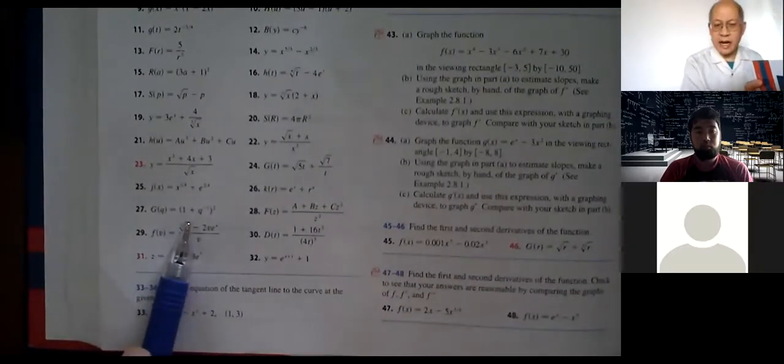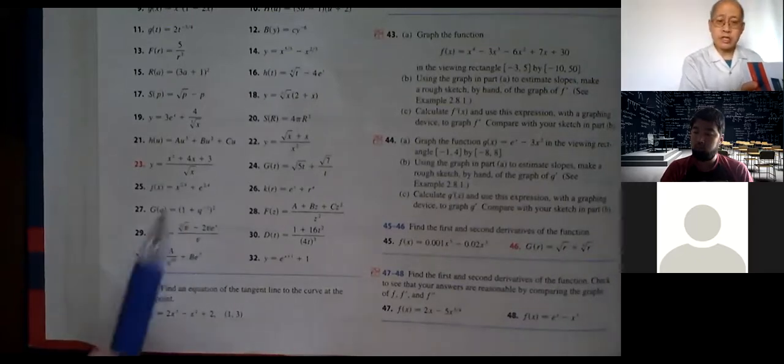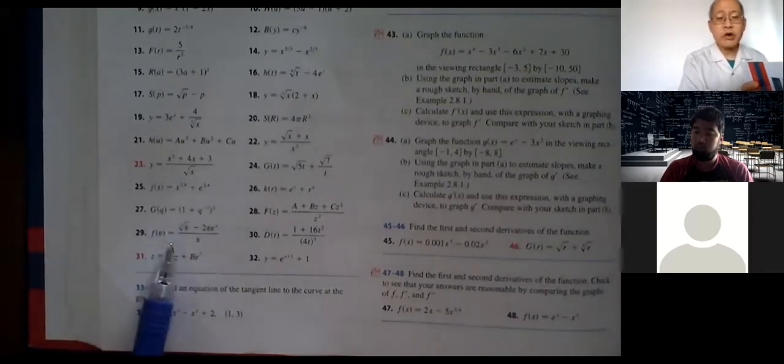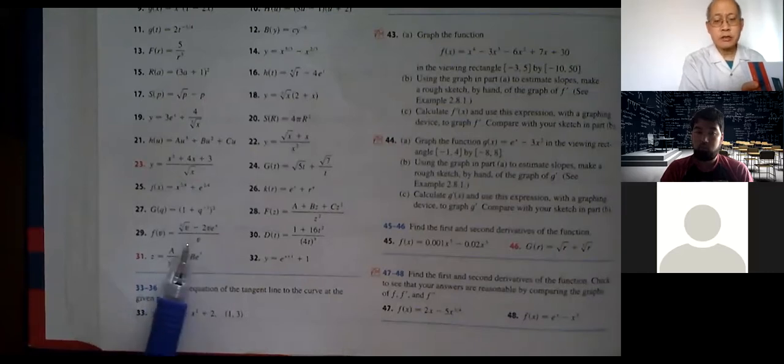27, multiply it out. So maybe if you just want to jot down in your notes, for 27, multiply it out. 29, do the division. So 29 is very similar to 23. Just take that divided by that, and that divided by that.